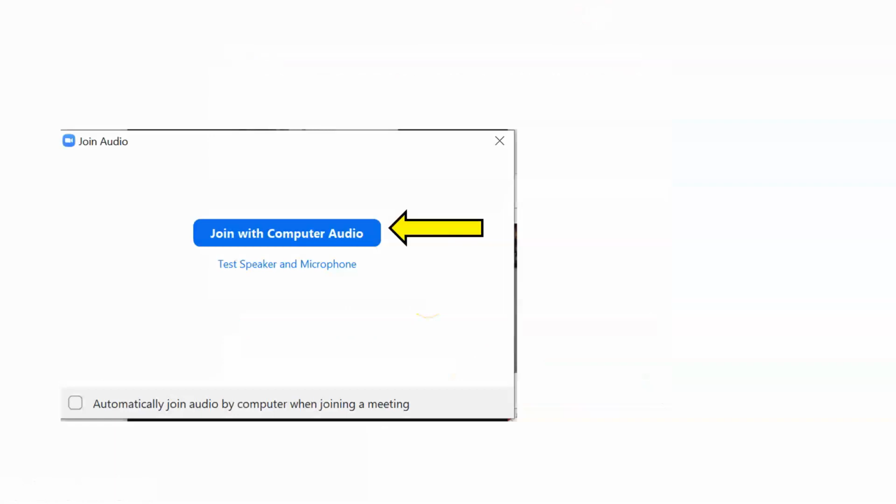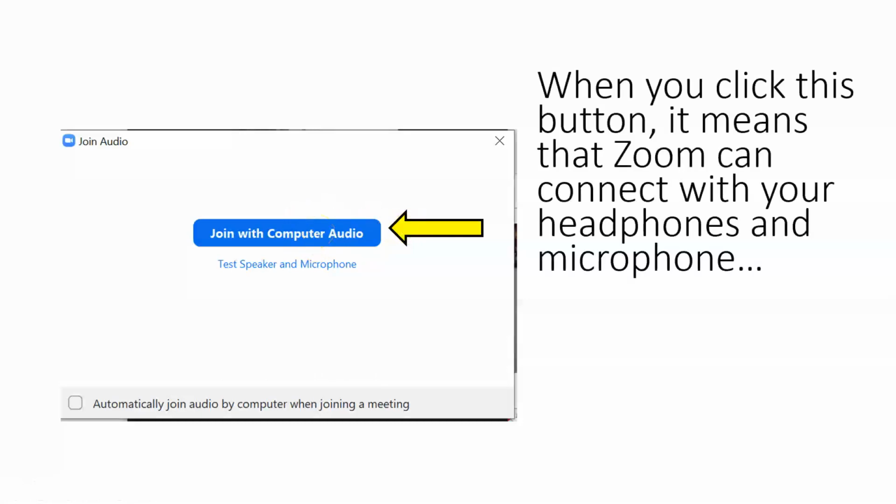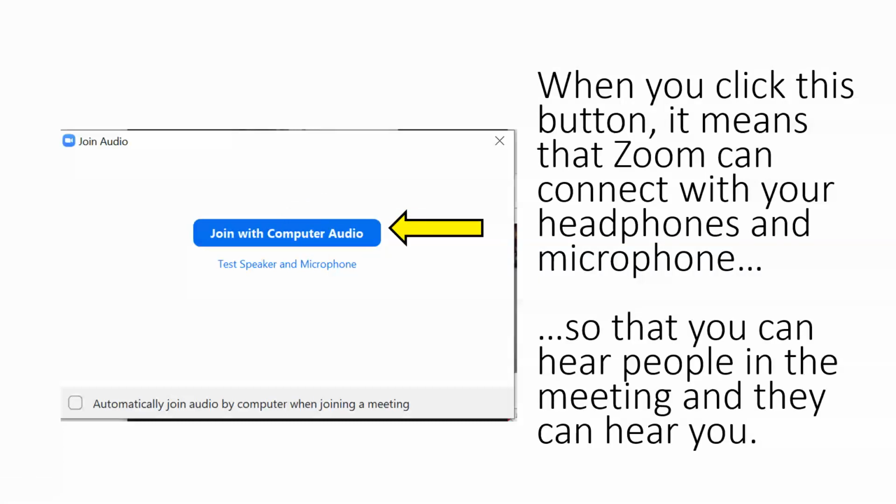That way we can see your smiling face. Next, you have a choice to join with computer audio. You should click this button. When you click this button, it means that Zoom can connect with your headphones and microphone so that you can hear the people in the meeting and they can hear you.